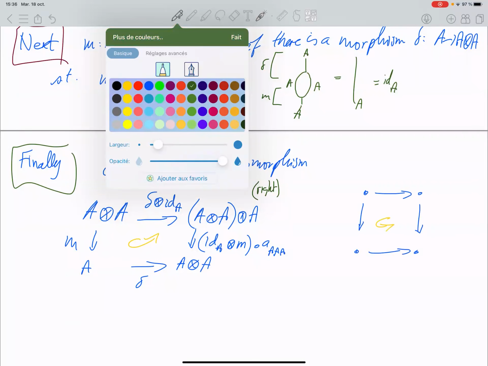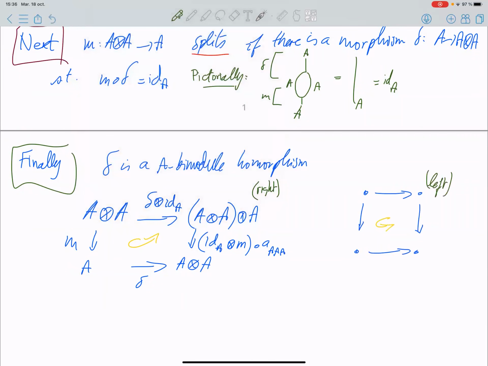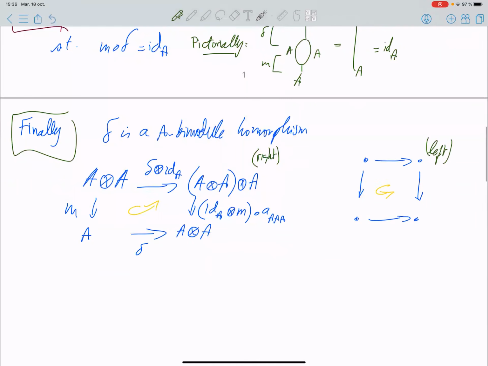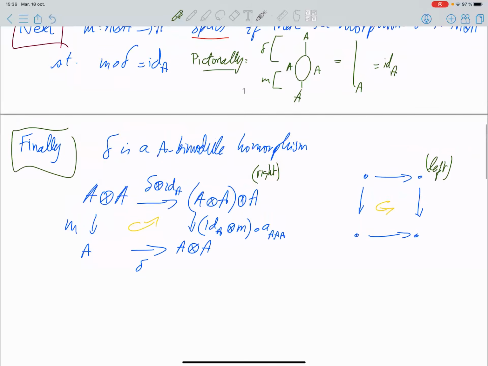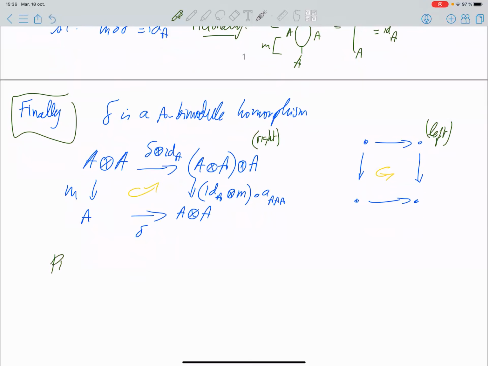And so what is the picture for that? The picture is more intuitive here. So you picture here.